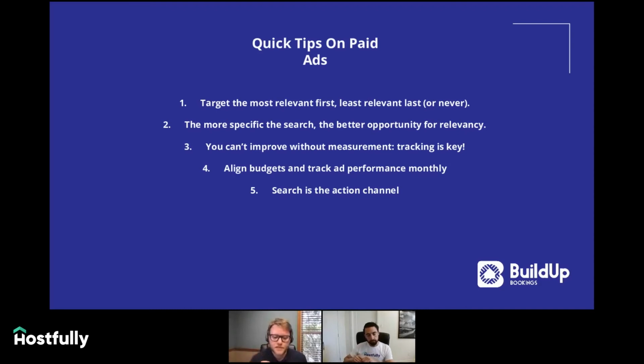The more specifics of the search, the better opportunity for relevancy. Again, people are searching for a very specific thing on Google that your properties fit into. That's your opportunity for relevancy. It doesn't guarantee it, of course, but it gives you an opportunity to convert that person. You can't improve without measurement. So we haven't really touched on this too much so far. We talked a little bit about the pixel and tracking. We haven't really talked about tracking the results of your campaign.